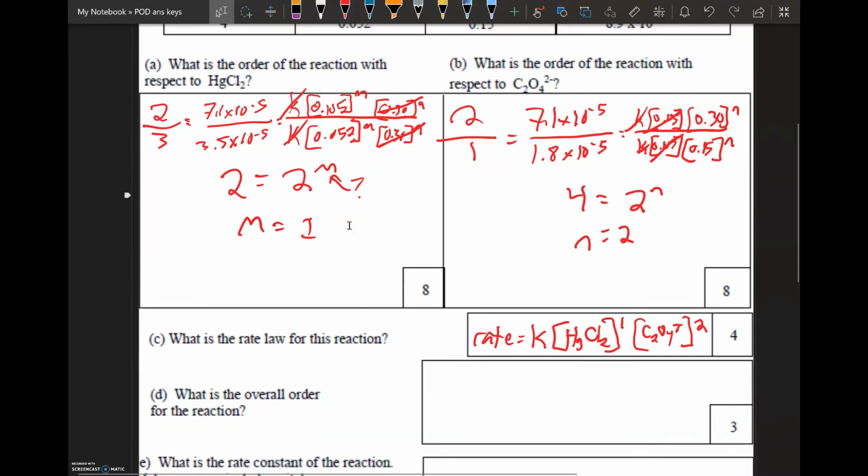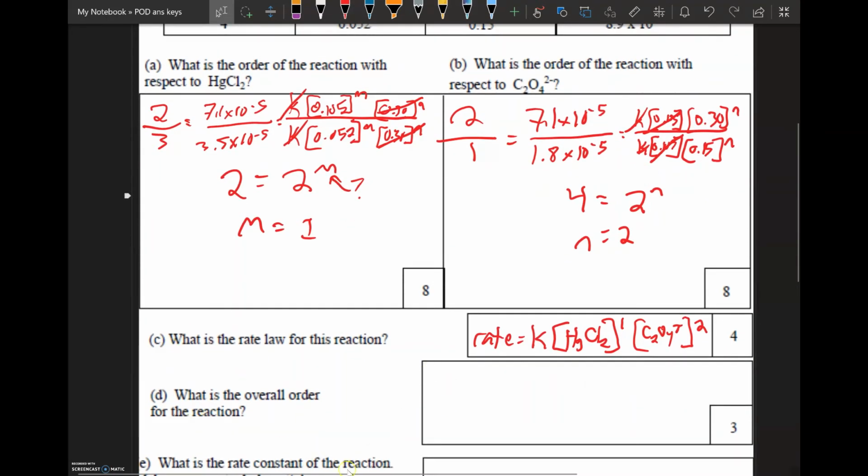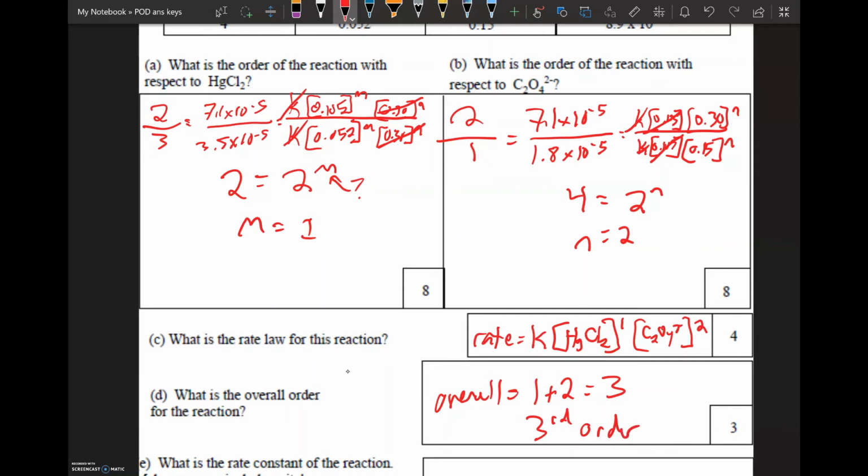Now the last question that we have here, we are going to answer E, but for right now, the last question, what is the overall order? So the overall order is the sum of the exponents. So overall is equal to 1 plus 2, which gives me 3. So that means that this overall reaction is third order.